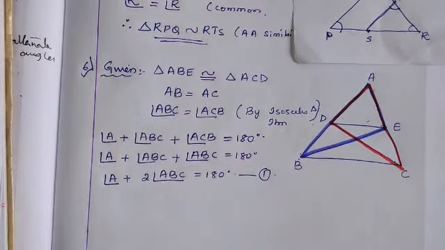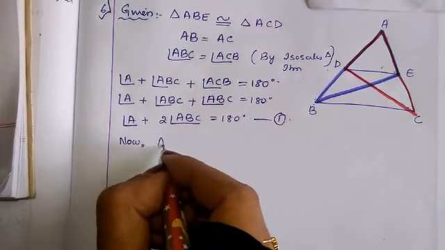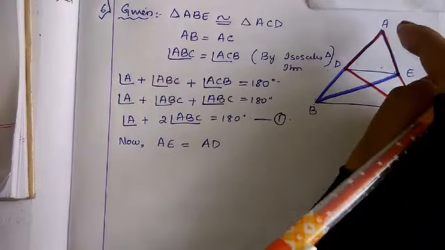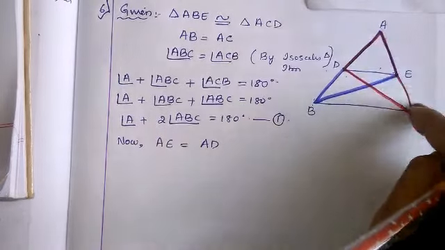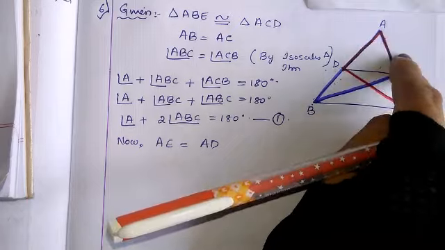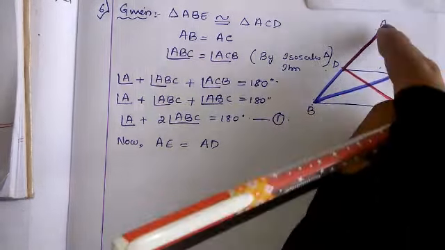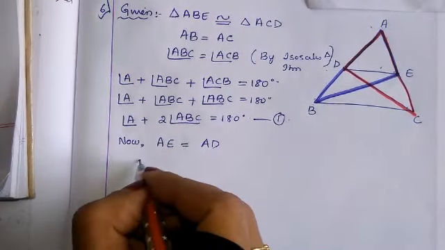Okay. Now we can see AE is equal to AD. In that triangle, AE is equal to AD because they are congruent triangles. In congruent triangles, all the corresponding sides are equal. AE is equal to AD. Before we took AB equals AC. Now AE is equal to AD. Now their opposite angles, same process.